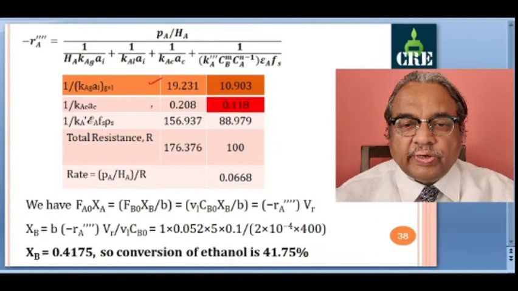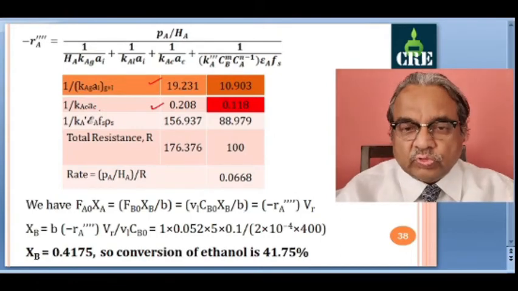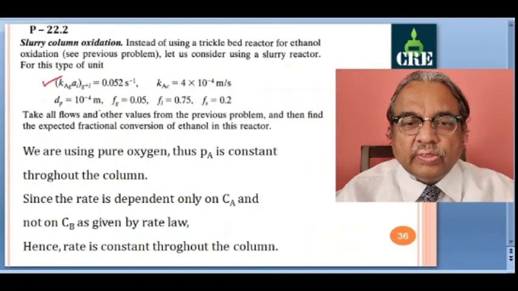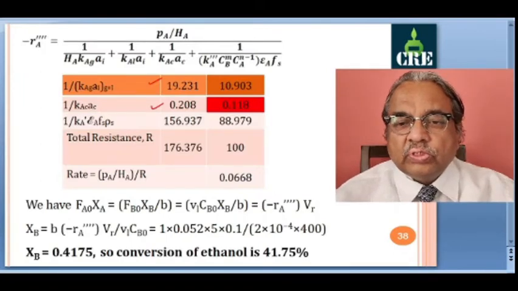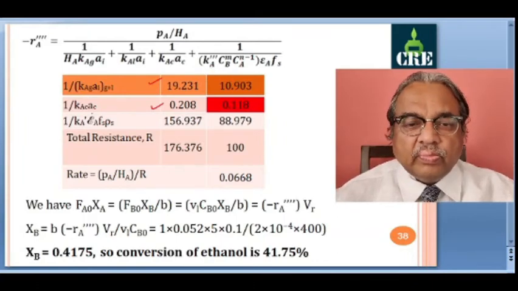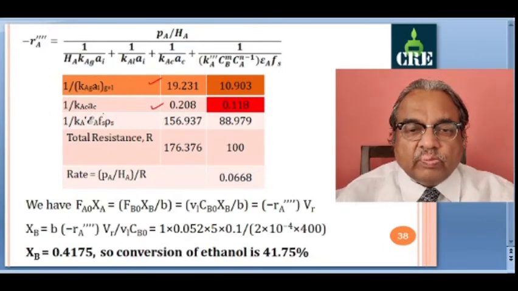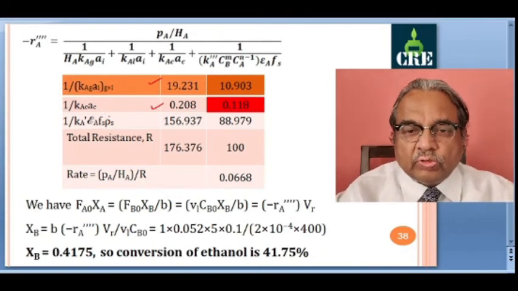So inverse of 4.8, 0.208. K prime epsilon A Fs rho s. So here also we are doing it for the same reaction, same problem. So Cb raised to 0, Ca raised to 1 minus 1 is 0. So this K triple prime is K prime into rho s. So we substitute the values. K prime we know, rho s we know, epsilon we have calculated, and Fs value is also given.